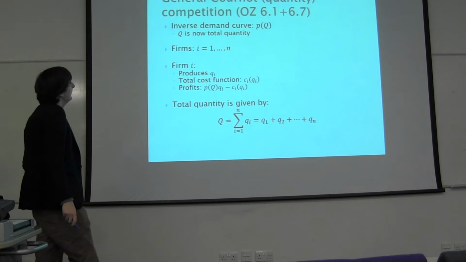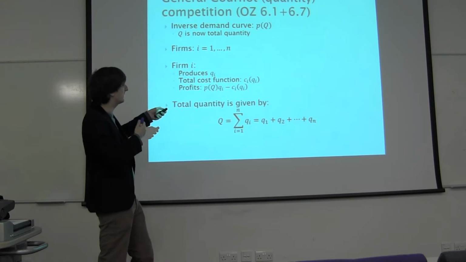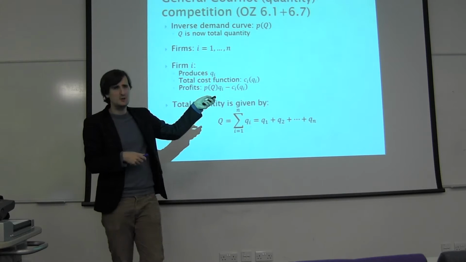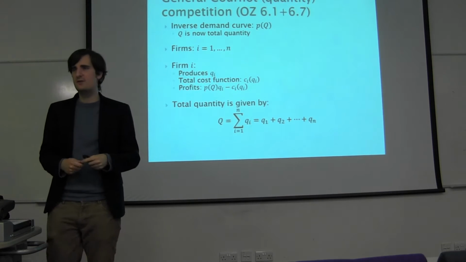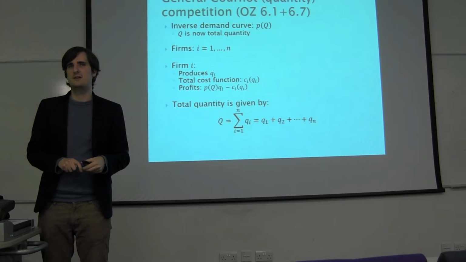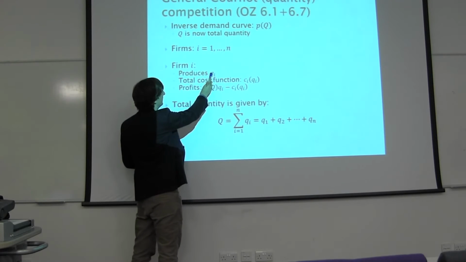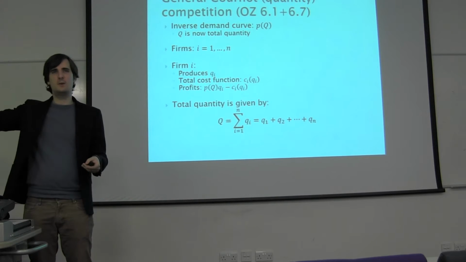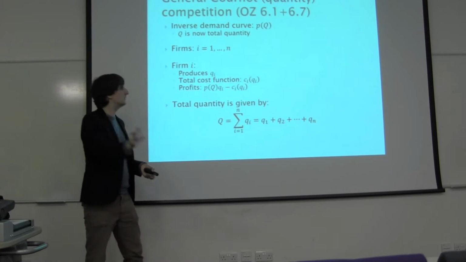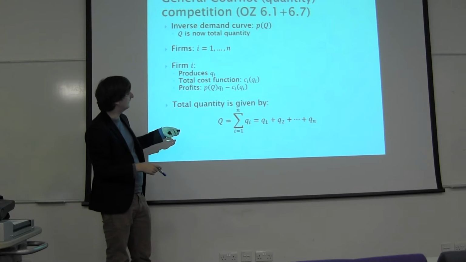Okay, so we're going to have an inverse demand curve, P of Q. Q is going to be the total quantity produced in the industry. Okay, so each individual firm is going to produce quantity q_i. So we're going to have firms indexed by i, so firm 1 up to n. Firm i produces quantity little q_i. Big Q is total quantity.